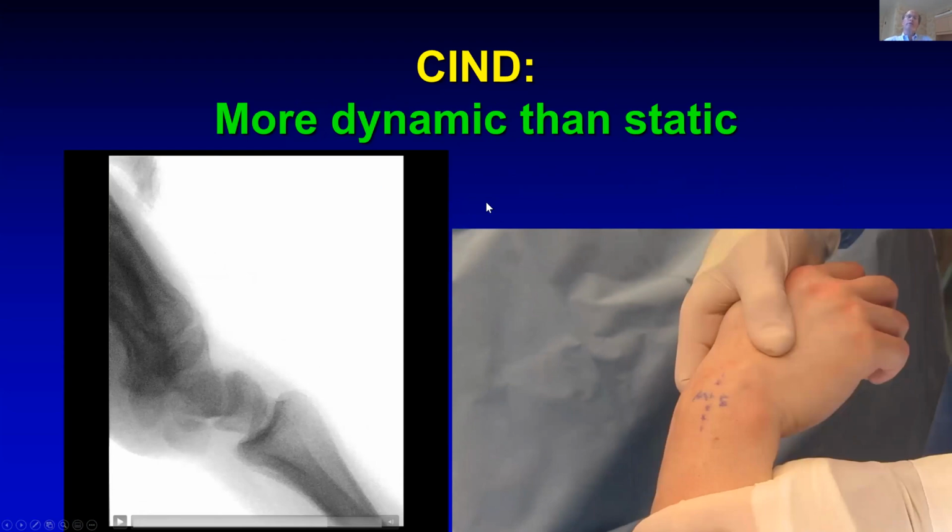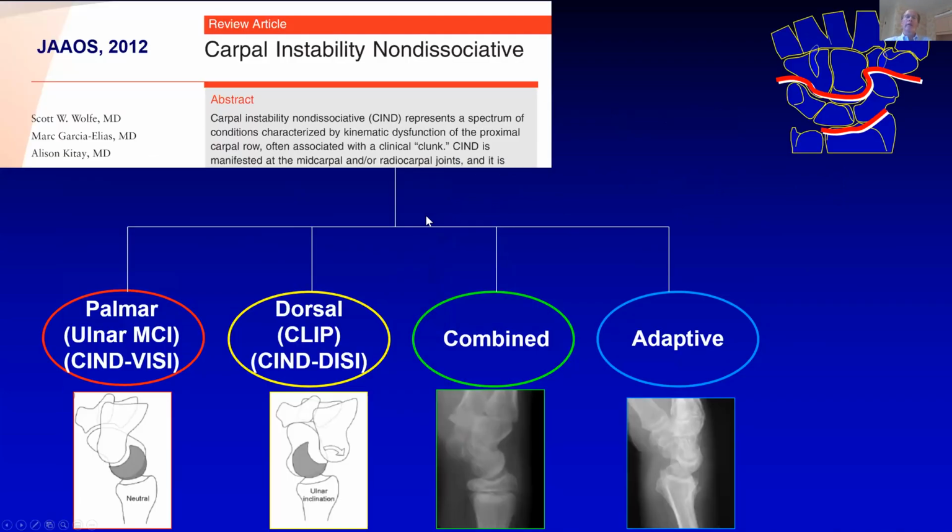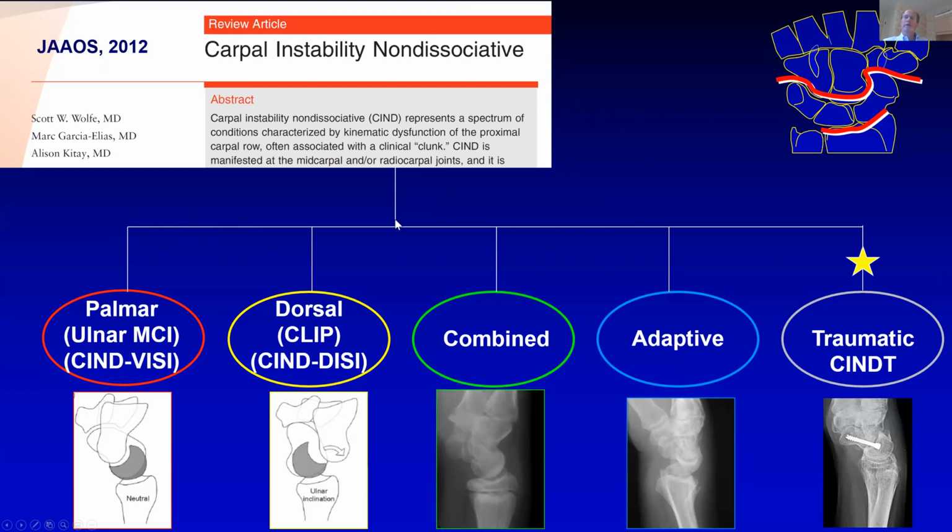We classified these into four major classes. The two on your left are the most common, CIND-VISI and CIND-DISI, which are generally manifested by patients with lax ligaments. We have a combined class which shows hallmarks of both, and then an adaptive class based generally on malunions of the radius, which throw the proximal carpal row into an adaptive posture. But late this year, we added a fifth class called traumatic CIND, based largely on a new paper by Folk and Fernandez in the Journal of Hand Surgery 2020 of non-dissociative instability associated with distal radius fractures.